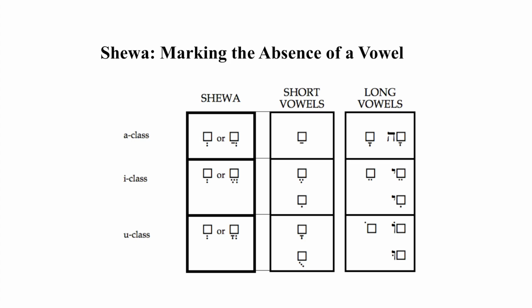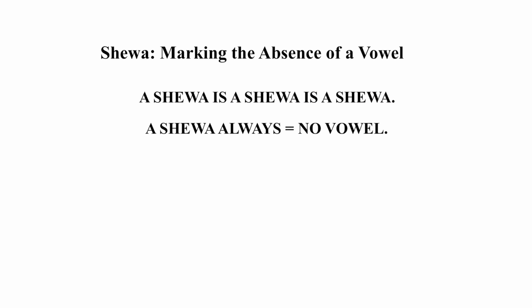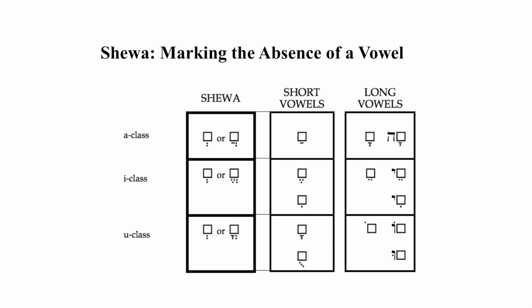We've seen short vowels, we've seen long vowels, but we also need to have something to mark the absence of a vowel. So you'll notice in this modified chart where we have added another column, we've included what we call a schwa. A schwa is the absence of a vowel. And the principle you need to remember is that a schwa is a schwa is a schwa. It does not matter what it looks like. A schwa will always have two vertical dots, and those vertical dots always indicate the absence of a vowel. Most of the time, you will only see two dots.